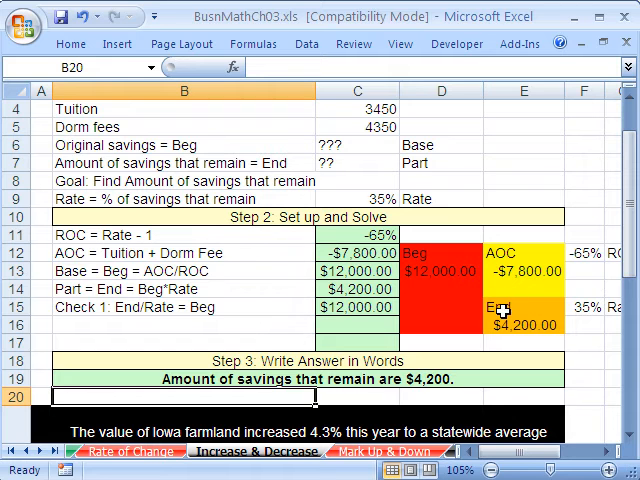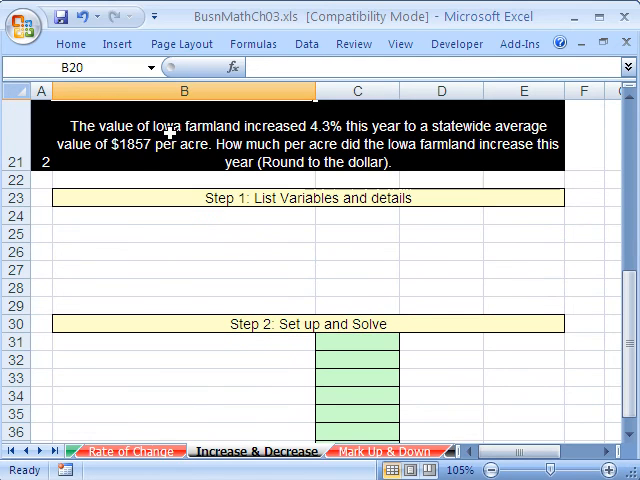All right, so the trick there was getting to the fact that we had an associated part and associated rate. We solved for this, and then it was easy once we got that. All right, now let's move on and do our second increase-decrease, which will be an increase of Iowa farmland.